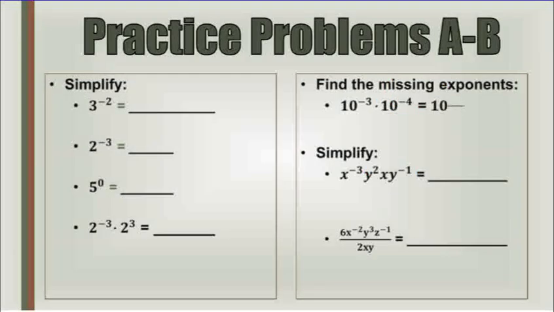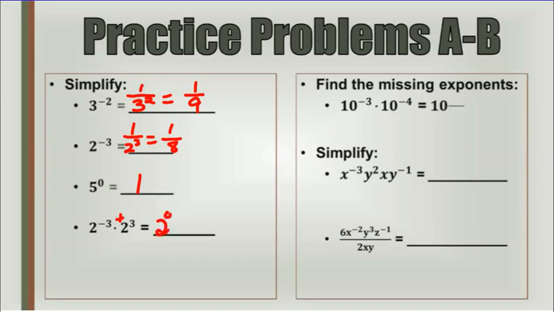Some other practice problems. 3 to the negative second. Since I have a negative exponent, I write it with the reciprocal. So 1 over 3 squared, which would be 1 over 9. 2 to the negative third, that's the same as saying 1 over 2 cubed, which is 1 over 8. 5 to the 0 power, anything to the 0 power is just 1. 2 to the negative third times 2 to the third, I add the exponents, which gives me 2 to the 0 power, which is just equal to 1.